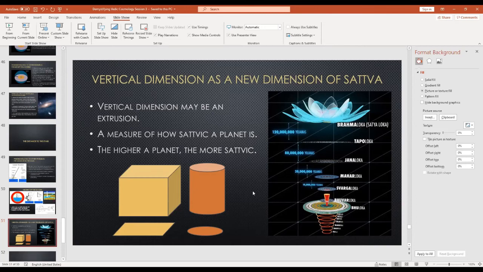But again, this vertical dimension tells us that we're talking about a different dimension. It's the dimension of sattva. And so they may be within the earth, but in an extruded way.